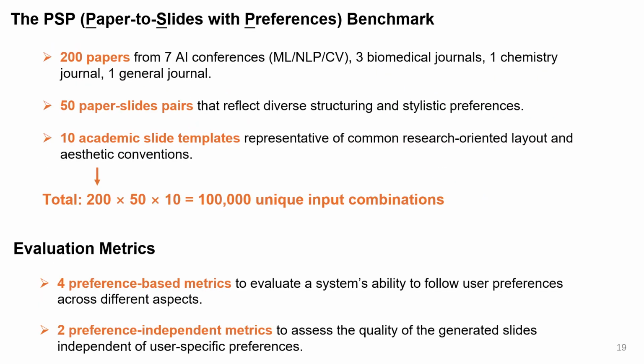To facilitate research on the proposed new task, we construct a dedicated benchmark dataset, PSP. Our dataset consists of 200 papers from multiple conferences and journals, 50 paper slides pairs, and 10 academic slide templates, yielding 100,000 unique input combinations. Our proposed evaluation metrics include 4 preference-based metrics and 2 preference-independent metrics.